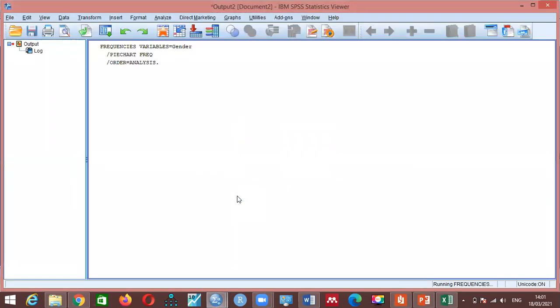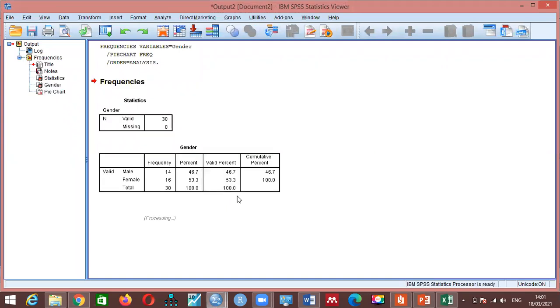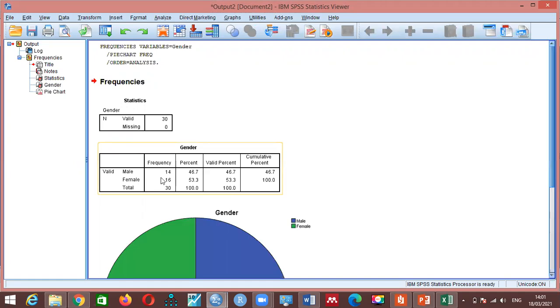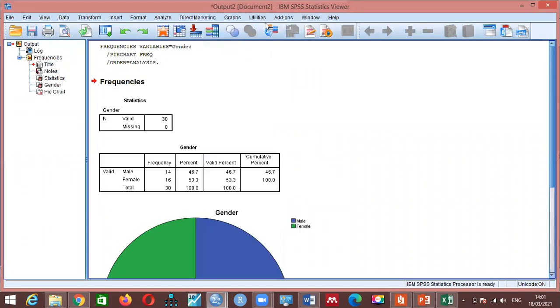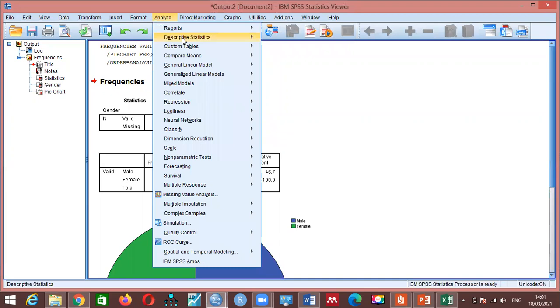So this is the output view. It tells us that female 16, male 14, the percentage is given 46.7, 53.3. You can see this, it gives us the pie chart. So here you can do anything with this analyze. You can do any kind of analysis, you can do your descriptive analysis.